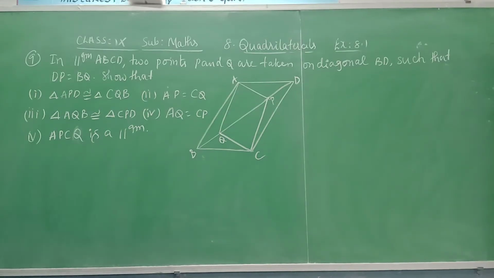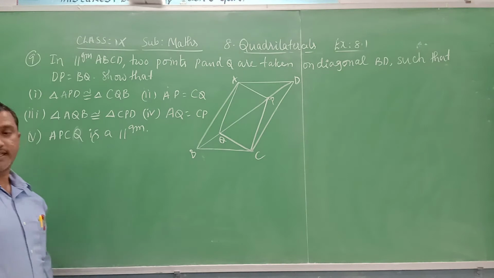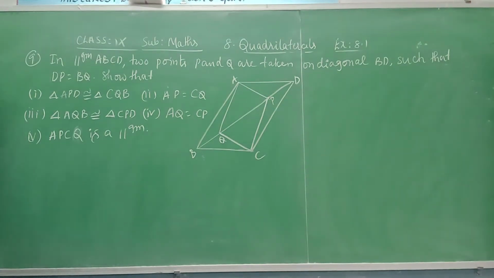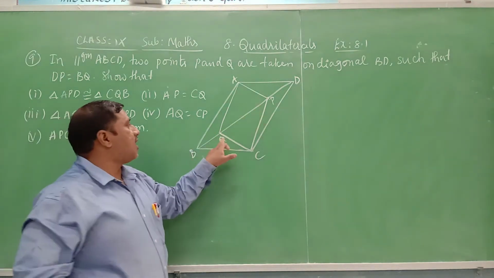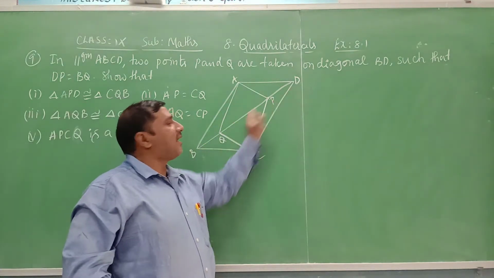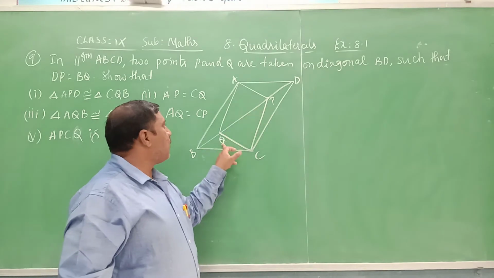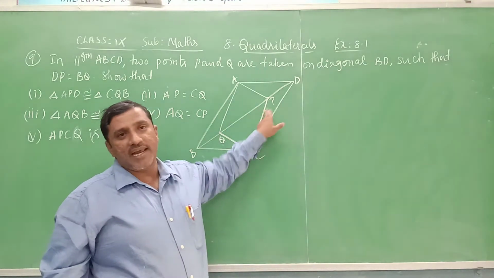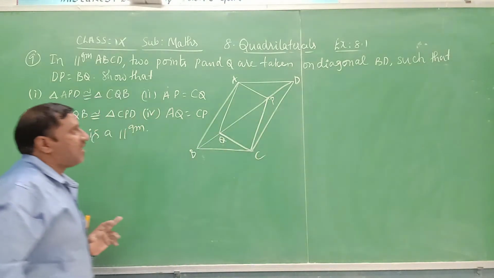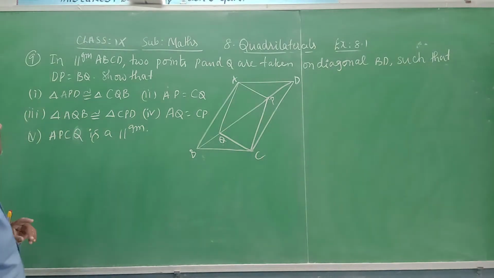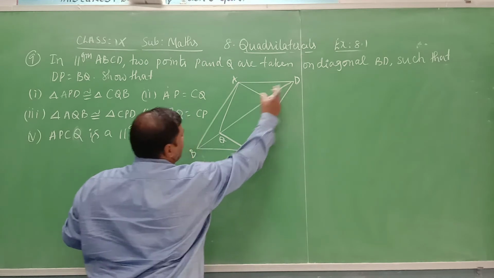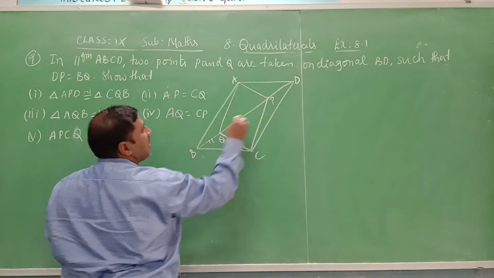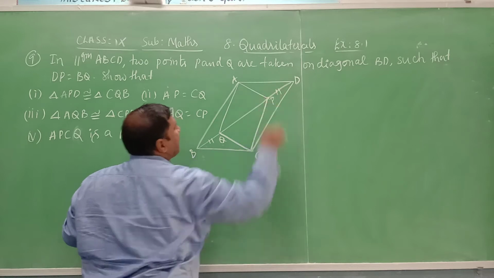Now we will discuss question number 9 from exercise 8.1. In parallelogram ABCD, two points P and Q are taken on the diagonal BD, such that DP is equal to BQ. These two lengths are given to be equal.